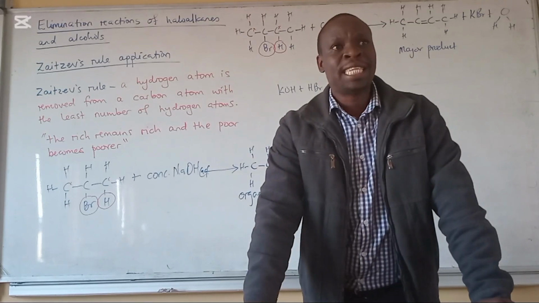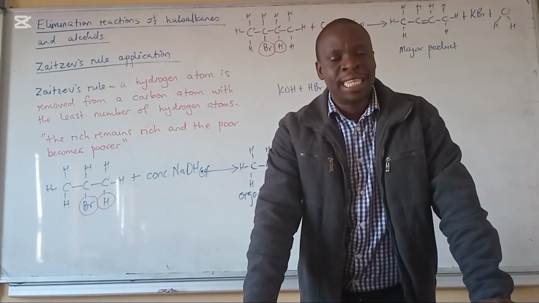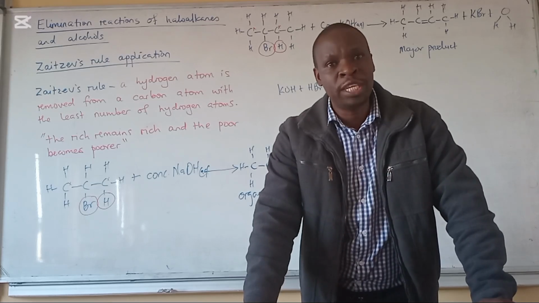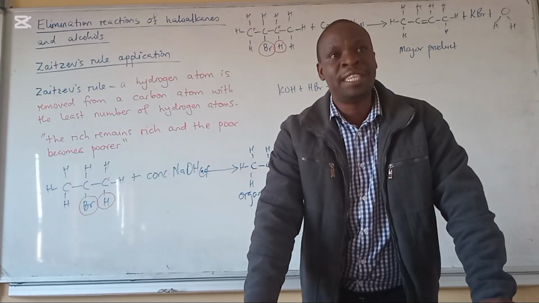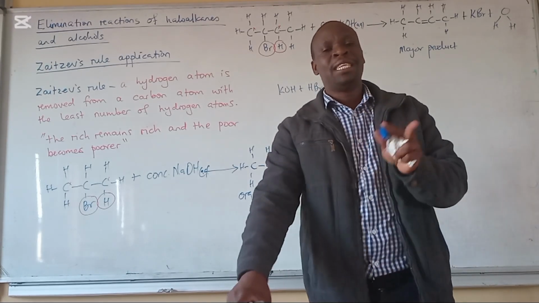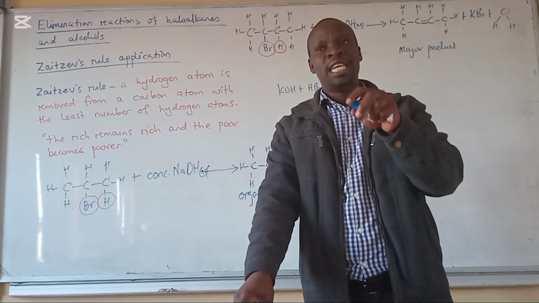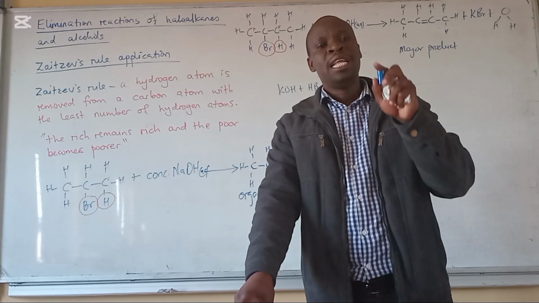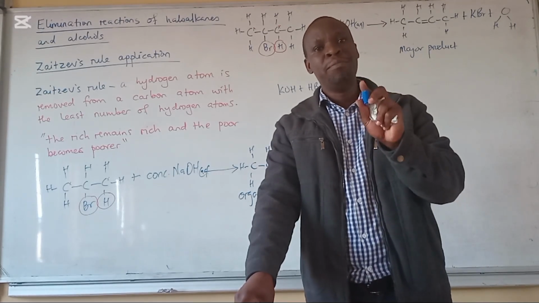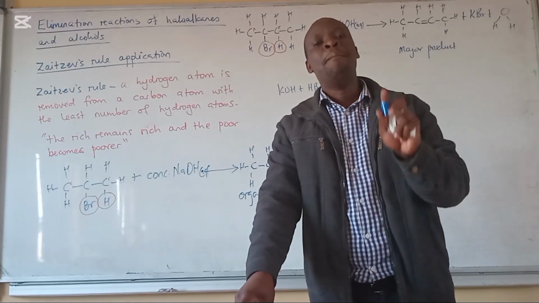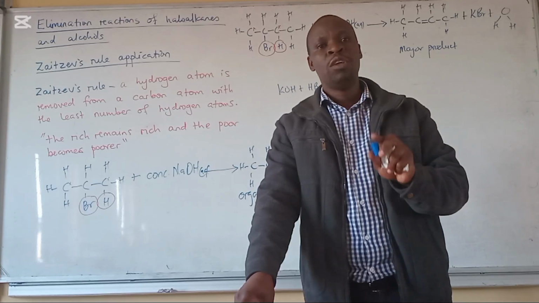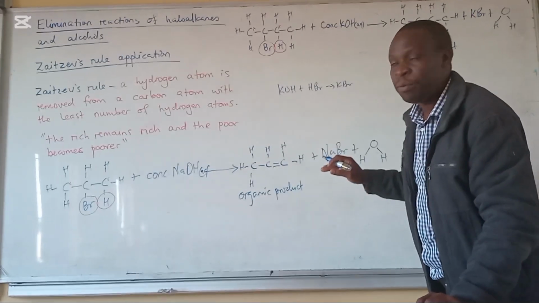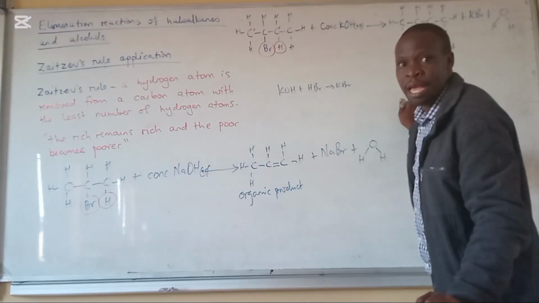Once the examiner says a product is a major product, it means that product is formed according to the Zaitsev rule. This also applies even to addition reactions. For an addition reaction, if the examiner says the product is a major product, it means you have to apply the Markovnikov rule. So this is a major product which is also an organic product, and these 2 are inorganic products.